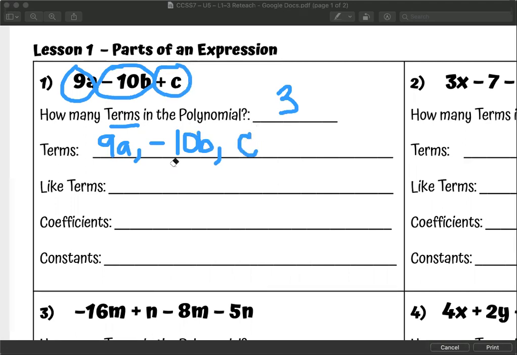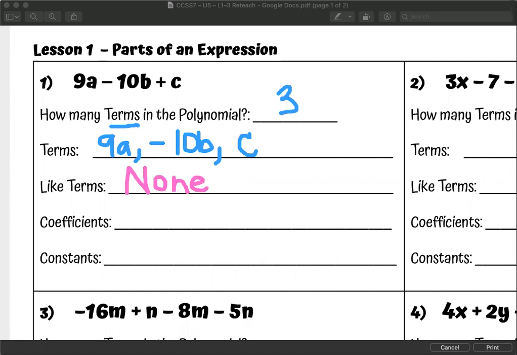With our like terms, we are just pointing out those that are alike. What do they have in common? So we've got 9a, there's nothing else with an a, so there's no like terms there. We've got the negative 10b, but nothing else has b, so there's no like terms with that. And then we have c, and there's nothing else with c. So there are none. There are no like terms.